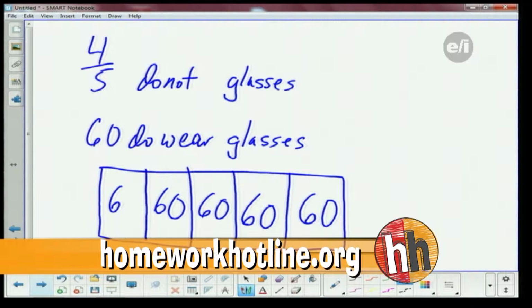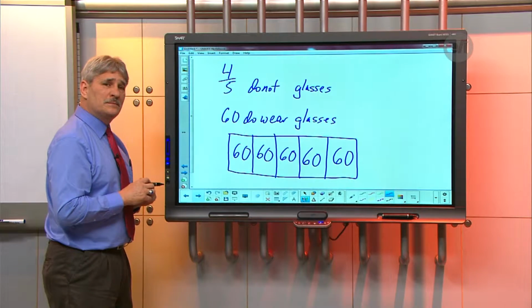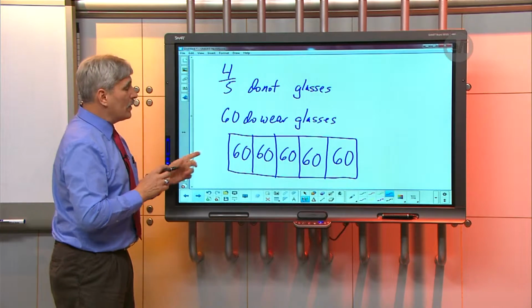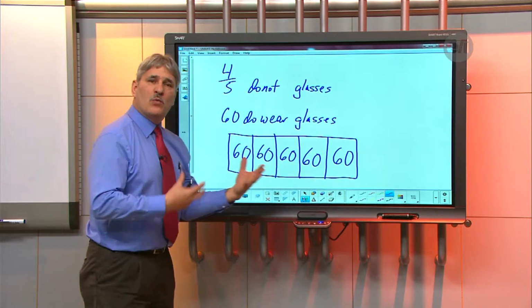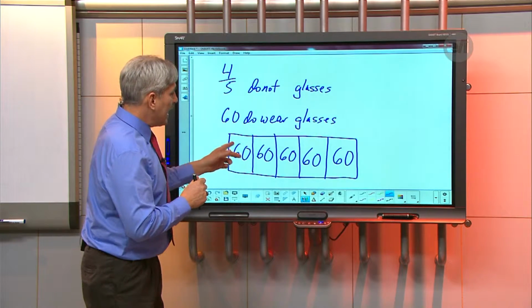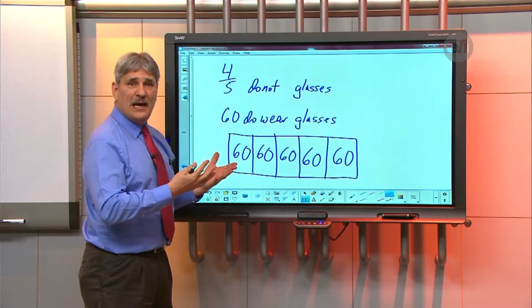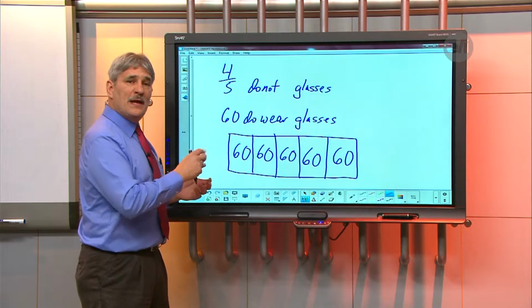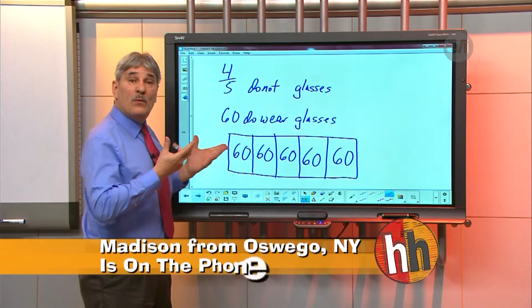And now we could solve this 2 different ways, right? We could add all those up, but what would be easier? Multiplying. We've got 5 boxes here and each one has 60 students in them, right? Yes. Now we could add 60 plus 60 plus 60 plus 60 plus 60, 5 times, or would it be easier if we just multiplied 60 times 5? Yes. Either way would give us the correct answer.